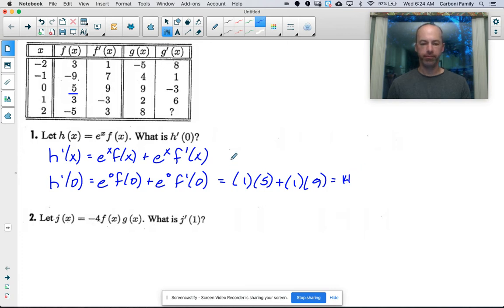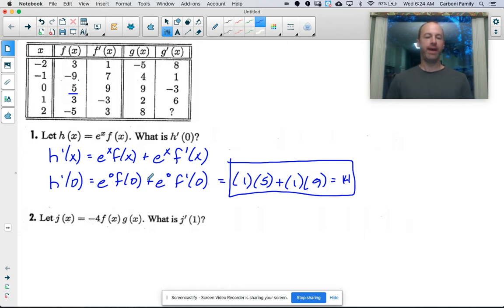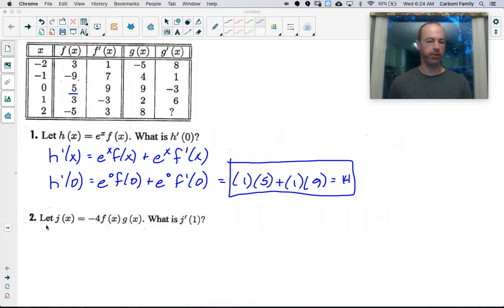But again, don't forget that on the AP exam, you're allowed to stop as soon as you have all numbers. You cannot stop with f of 0 and f prime of 0 because you don't know what those values are. You haven't written that down. But once you get to here, you can stop. So number 2, get rid of that.